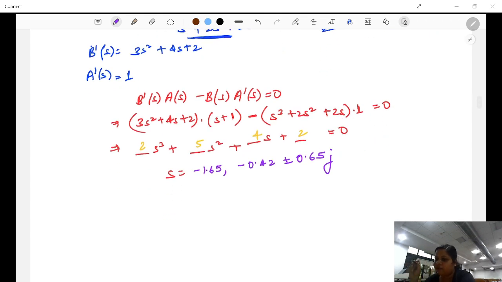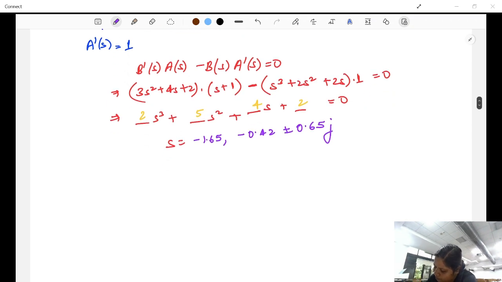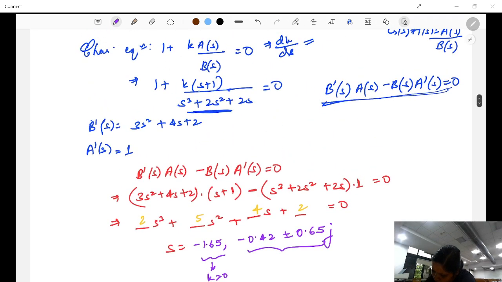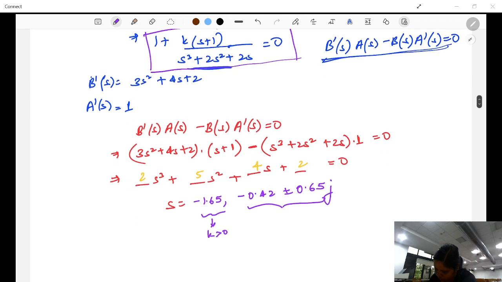Once you have them, we need to check if these are really the break-in or breakaway points. For this confirmation, we need to know that corresponding to every root, we are getting k greater than 0 or not. This is the essential test. So this was your equation, and from here you can find the value of k also.